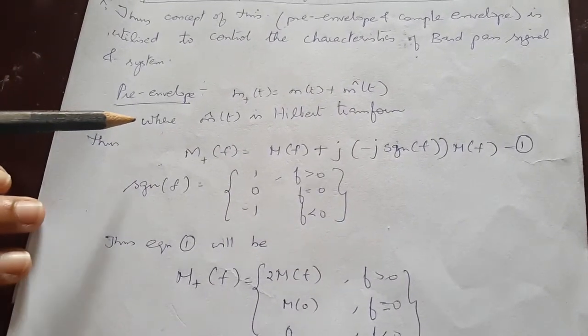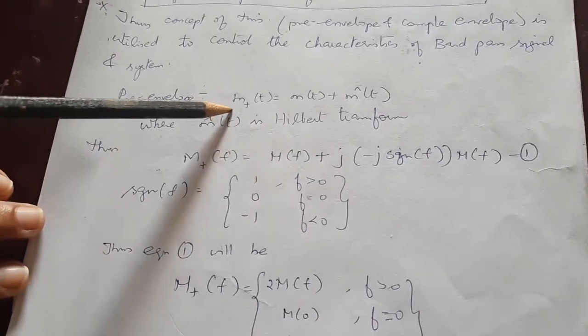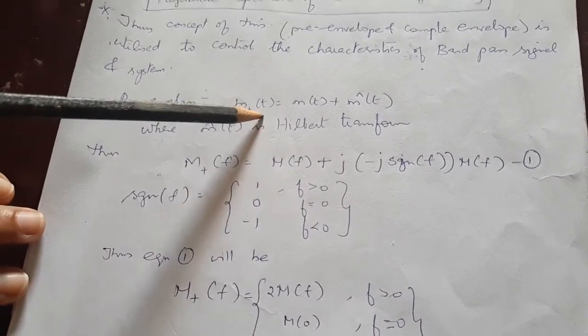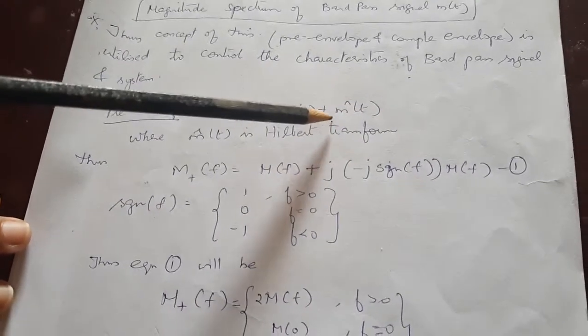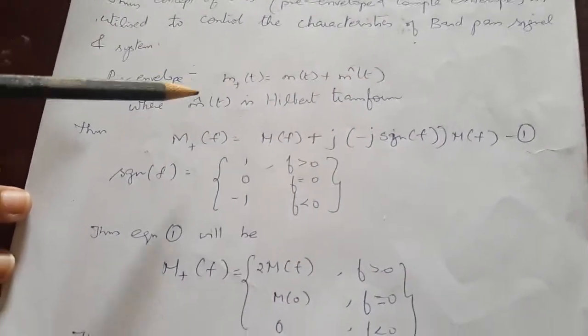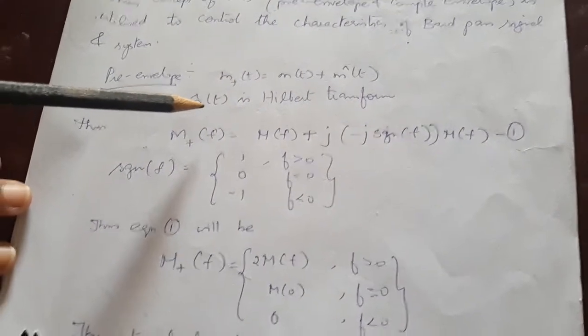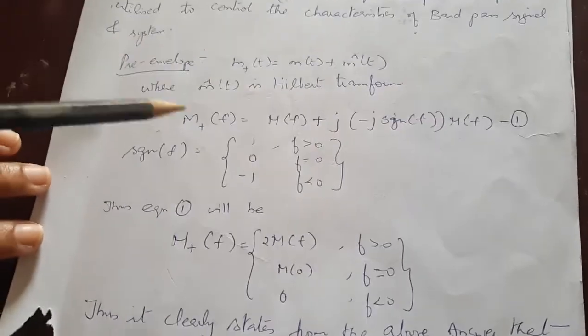The pre-envelope can be determined mathematically for a signal input m of t. It's nothing but the original signal plus the Hilbert transform of the signal. Already in your previous video you will have understood how the Hilbert transform takes place. So m cap of t is nothing but the Hilbert transform of this original signal m of t.